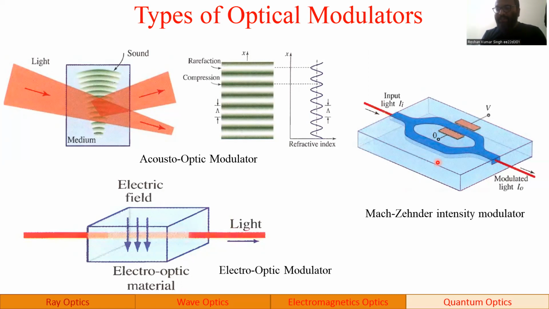Third is the Mach-Zehnder intensity modulator, in which we use thermal heat to modulate the light, to create a phase difference. When we apply heat, the refractive index changes, and that is why a phase gradient is generated.